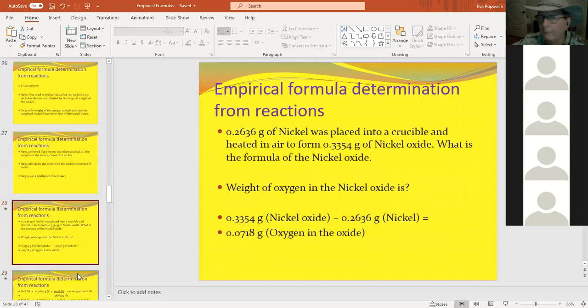Indeed, that's what I'm going to do. I do that subtraction out. That means I have 0.0718 grams of oxygen. Guys, I have my weights. It's just going right down the strategy. What's the next thing I do, Rebecca? Do you calculate the moles now? Calculate the moles.